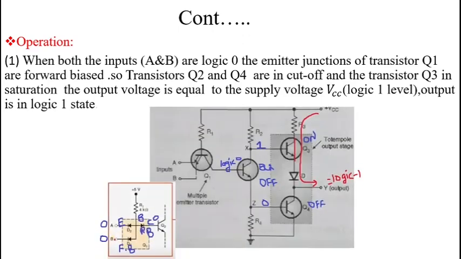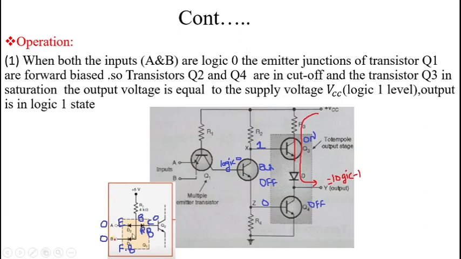It means that in this circuit we are giving both inputs as 0 0. For our understanding, here we draw the equivalent circuit of this Q1 transistor. So here we have two diodes. These two diodes are the emitter-base junction diodes, and this we consider the collector-base junction diode. When we give both inputs as 0 0, these two diodes operate in the forward bias condition.